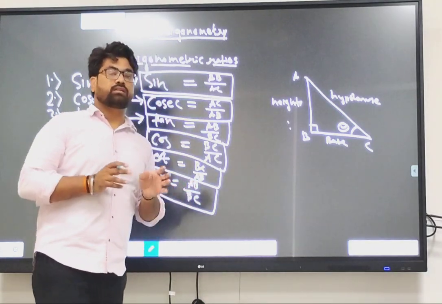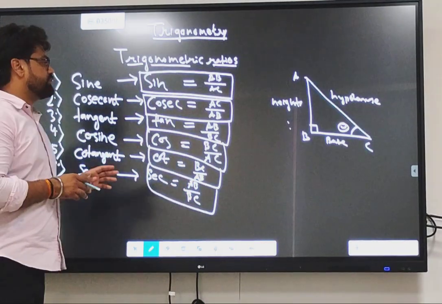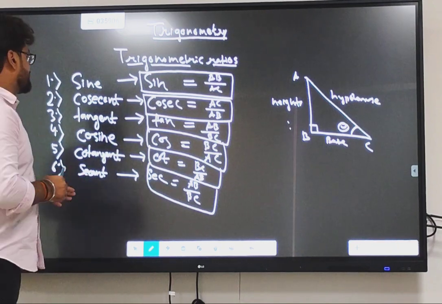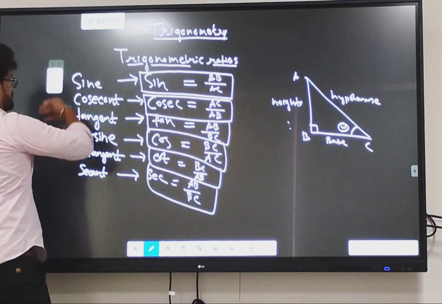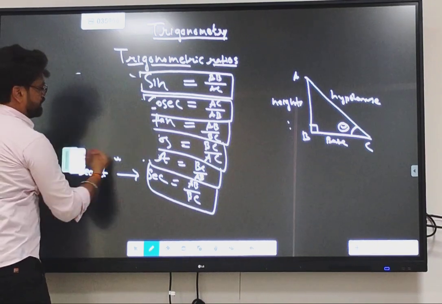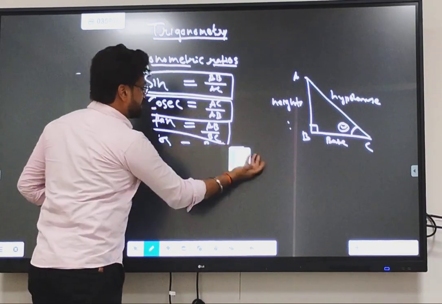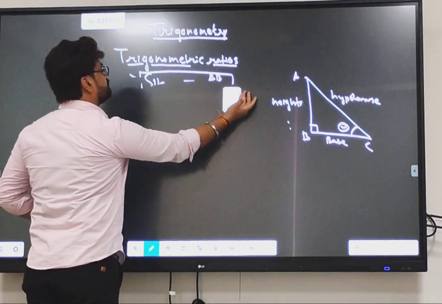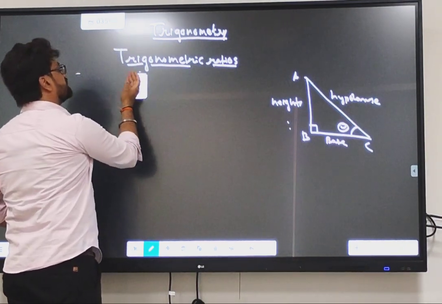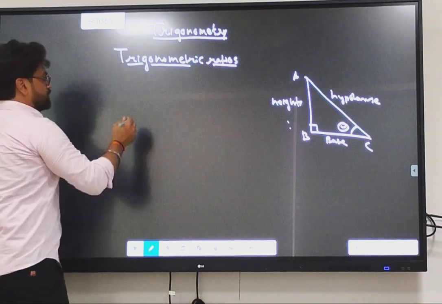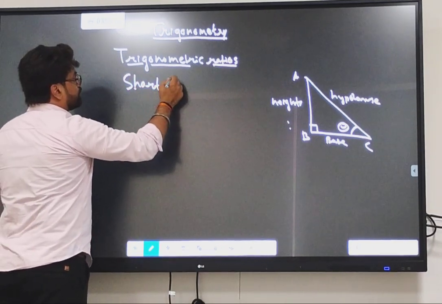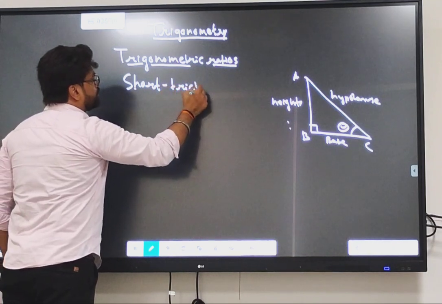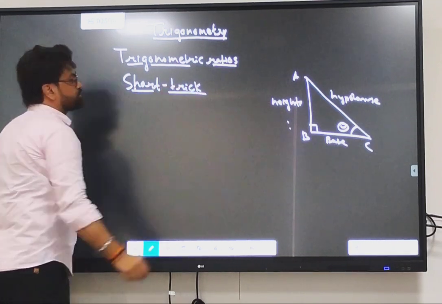So I will teach you a short trick to remember all these ratios first. Let us now study the short trick so that we can learn it and remember it easily. So what is the short trick? The short trick to remember all the ratios.